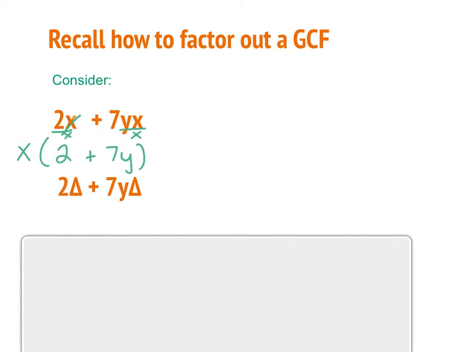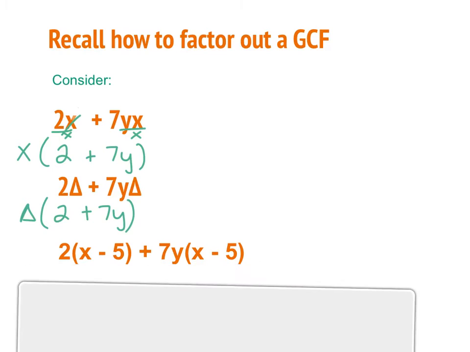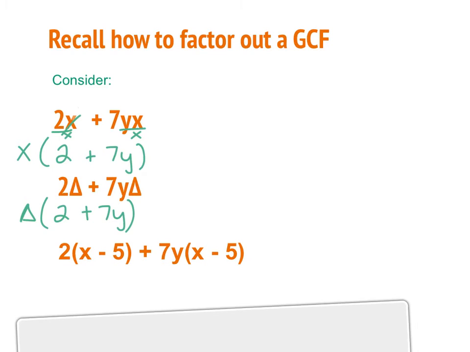Well, it doesn't always need to be something like an x or a variable. What if we had 2 times triangle, plus 7y times triangle? What's my greatest common factor? It's the triangle. If I divide both by triangle, I have triangle times 2 plus 7y, whatever it happens to be. Now, I don't know why you'd ever actually do that, but I think it's helpful to understand where we're headed today. So the greatest common factor could be this triangle, or maybe it's a binomial.